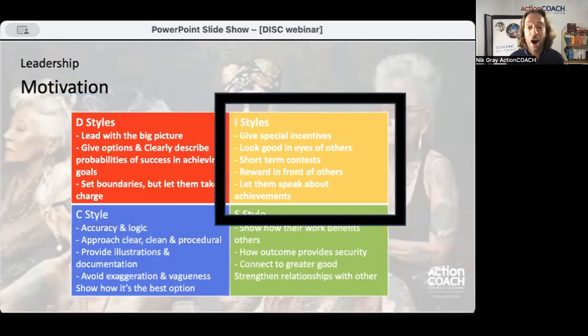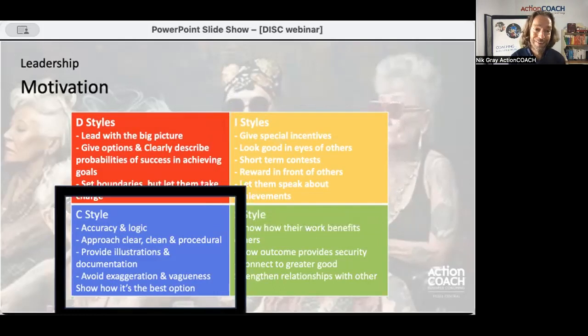Now, I's, on the other hand, are more sociable, and they're going to be inspired or motivated by different things. Give them special incentives that show them how they can look good in the eyes of others if they do this thing. Maybe short-term contests, because I's have a short attention span. Having something for 6 months won't keep an I focused, but something for this week or today will be better. And reward them in front of others. Let them speak about their achievements. Jane, why don't you tell us about how you did that and help the rest of the group? I's are going to love that.